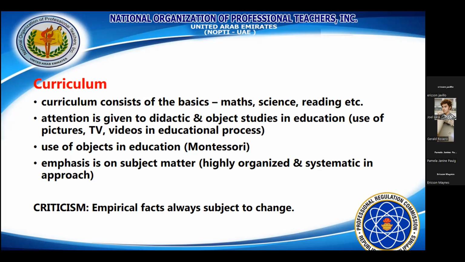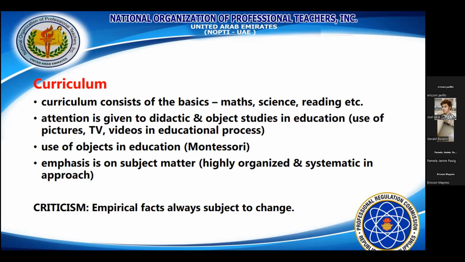Pero systematic ang approach. Pag science kasi, science and mathematics, lagi yan, systematic, organized approach. Kumbaga, parang sa scientific method na mag-start ka muna sa observation, then question, then hypothesis, experimentation, until such time that you will arrive at a particular solution. So, organized body of knowledge. And that is science. Pero may criticism dito. Ang sabi, some empirical facts always subject to change.